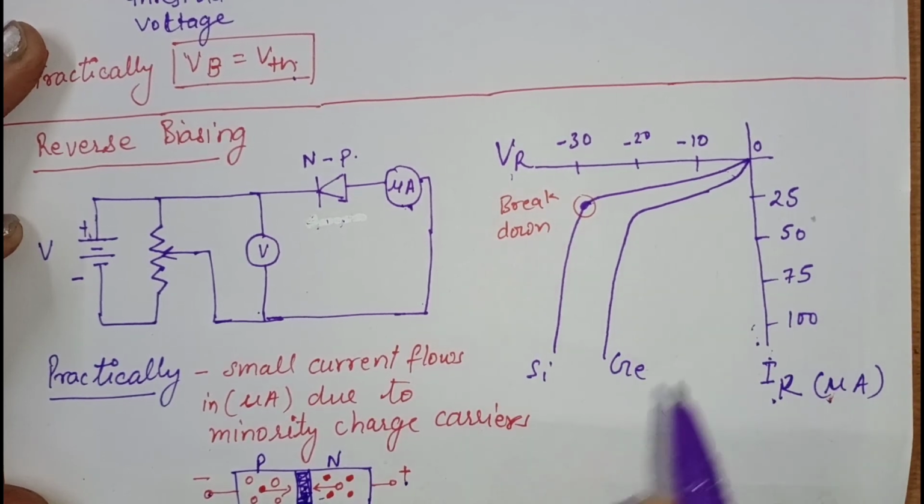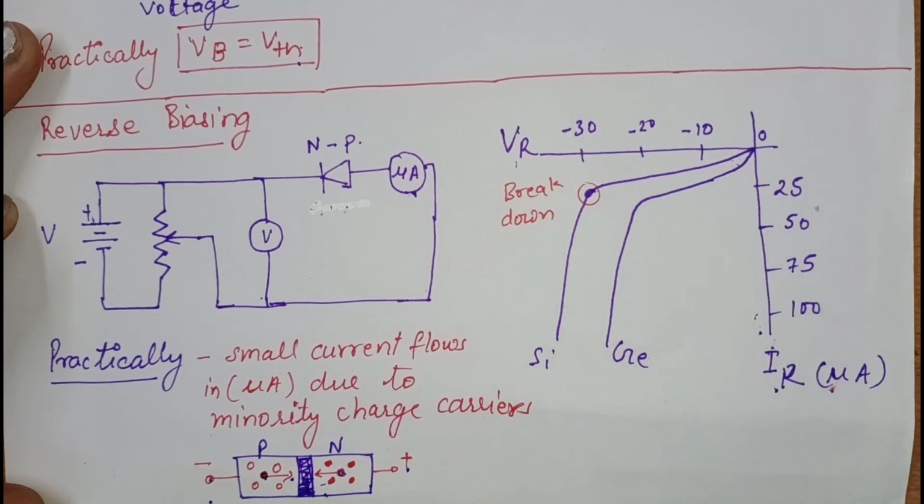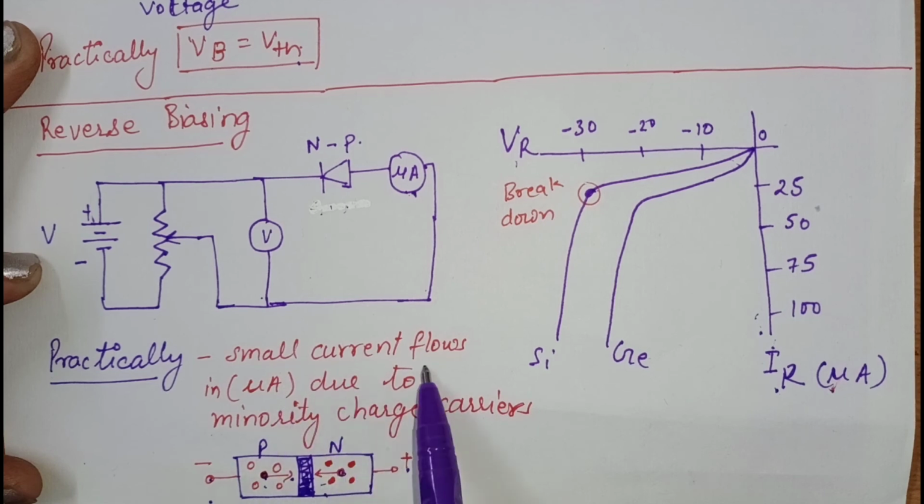Only this microampere current is due to minority charge carriers. In the P region, electrons are minority charge carriers. For this electron it is forward biasing, so it moves towards the junction, and similarly for the hole it is forward biasing, so it also moves towards the junction. So the current is only due to the crossing of these minority charge carriers through the junction. So the current is very small because it is due to minority charge carriers. This microampere or small current is also known as leakage current.